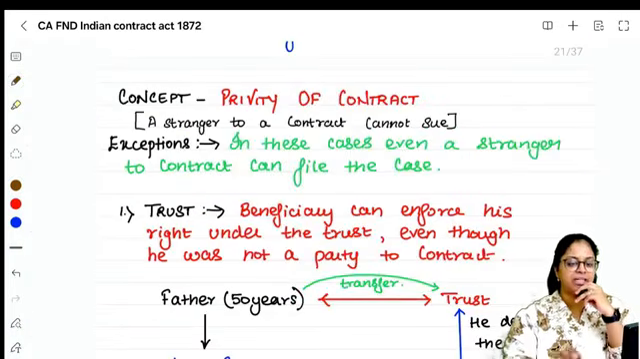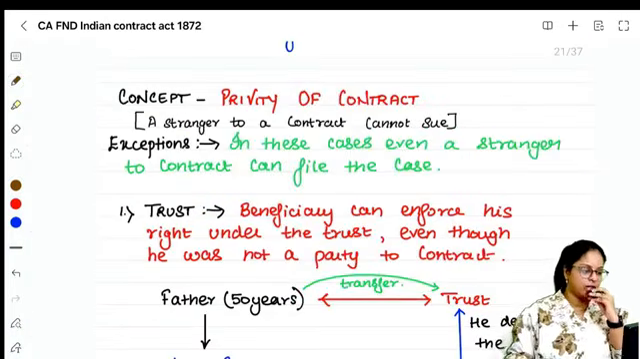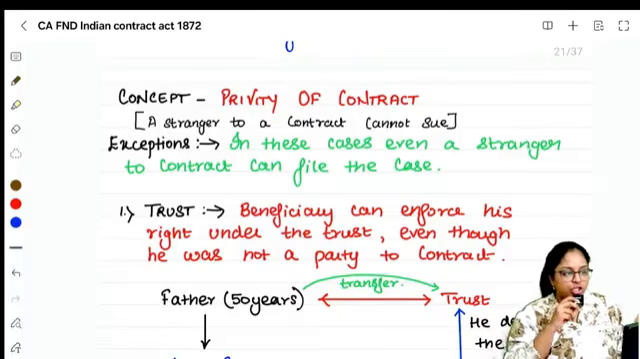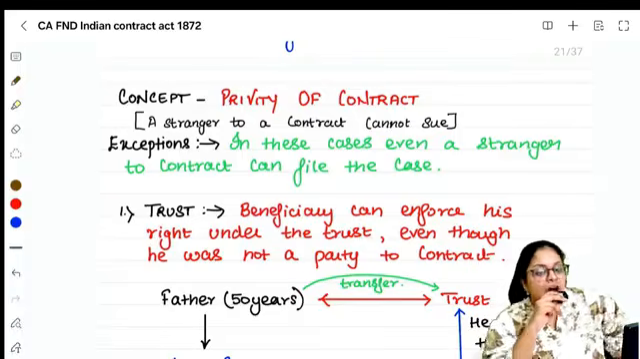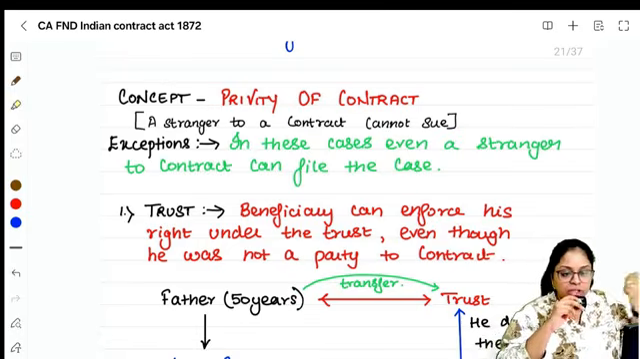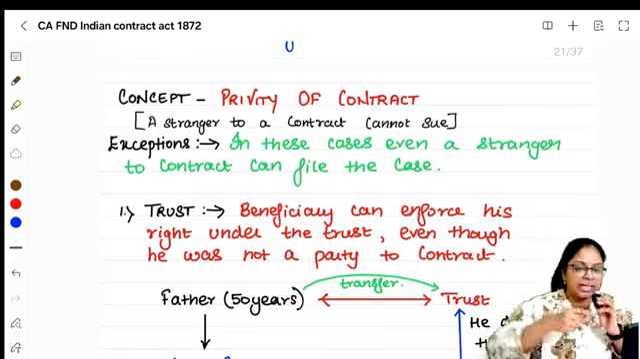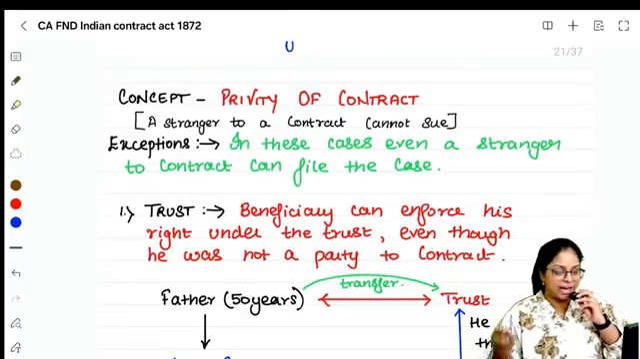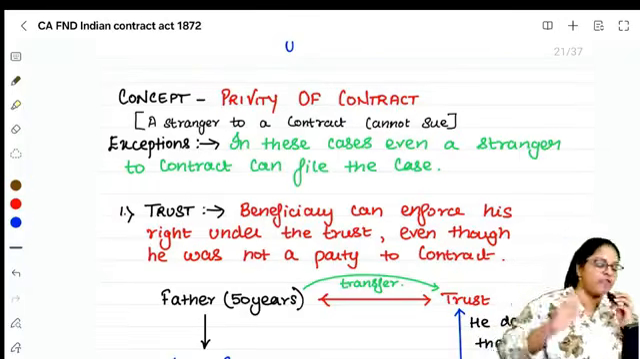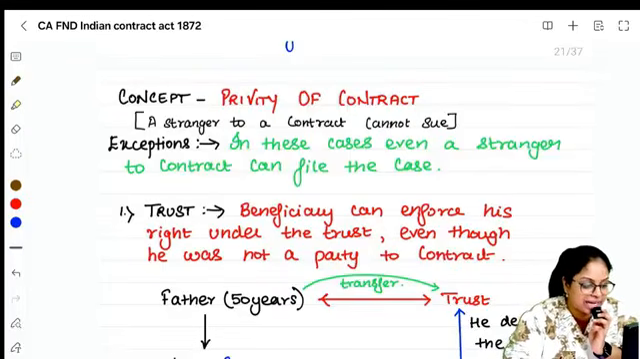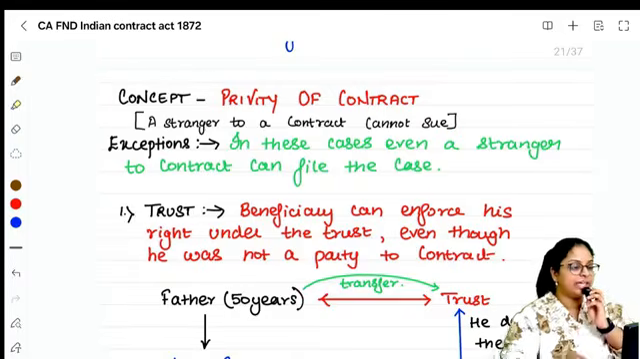So let's start the last segment of this particular unit, which is the doctrine of privity of contract. The doctrine of privity of contract says that a contract is between two people, the offerer and the offeree, the promisor and the promisee. Tomorrow if someone commits a breach, the offerer can file a case against the offeree and the offeree can file a case against the offerer, but a third party cannot file a case against each other.